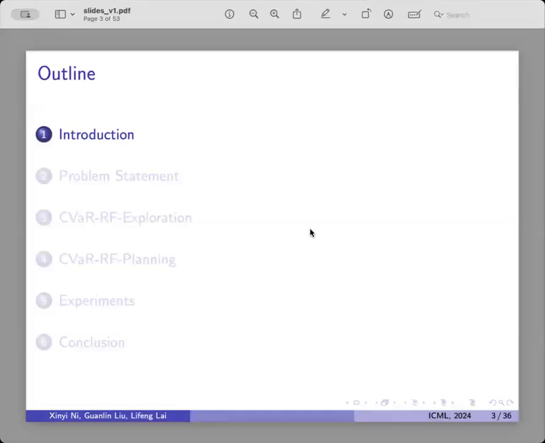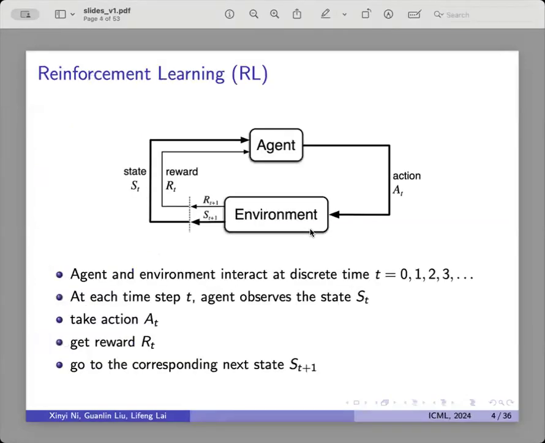We first introduce some background of reinforcement learning. In RL, the agent and environment interact at discrete time t, and at each time step t, the agent observes the state st, takes action at, and gets reward rt from the environment, and then goes to the corresponding next state st plus 1.